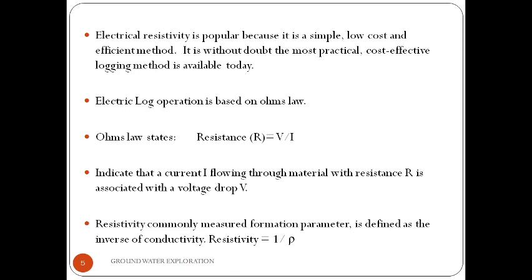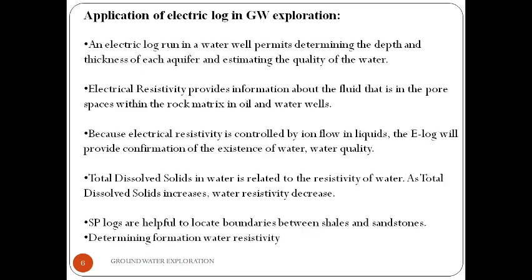Electric log operation is based on Ohm's law. Ohm's law states that a current I flowing through a material with resistance R is associated with a voltage drop V. Resistivity, a commonly measured formation parameter, is defined as the inverse of conductivity: conductivity equals 1 by rho.